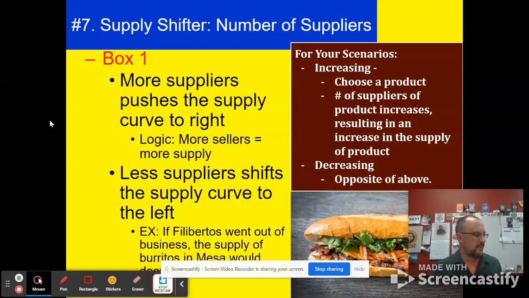The next one we're going to do, if you've unpaused your video, if you need to do that, is number of suppliers. So we have more suppliers pushes the supply curve to the right, less suppliers shifts the supply curve to the left. So for example, for more suppliers, this is a pretty simple one. The more people produce a product, the more supply of that product there will be.